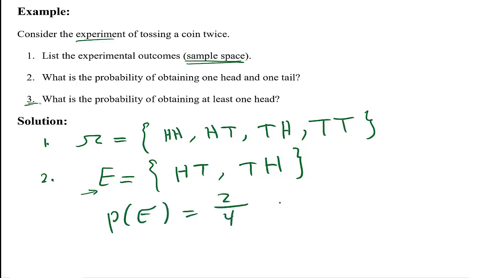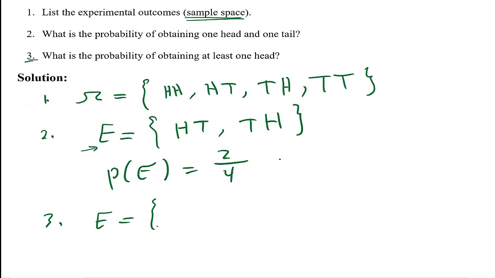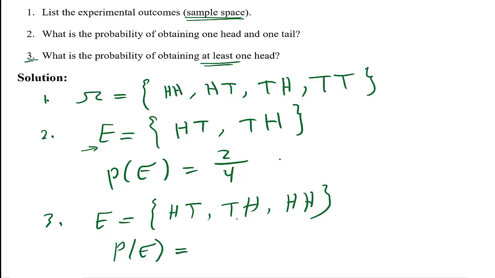The third question is, what is the probability of obtaining at least one head? At least one head means either we have one head or two heads. So the outcomes of this event are HT or TH. Here we have exactly one H. But in the question, we need at least one head. So this is HT, TH, and we could have HH. So the probability of E in this question is 3 divided by 4.